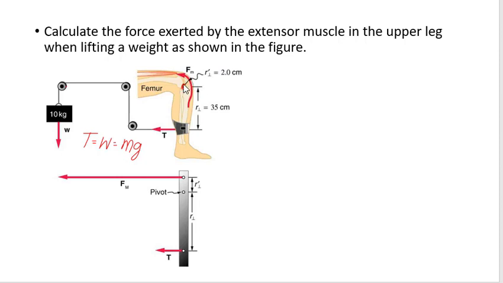If this is our pivot point, and you can see here the direction of the force, it will produce a counterclockwise rotation. So we have here the torque, counterclockwise, is equal to the torque on the other side, which is clockwise. In this problem, we have here the tension, which, if you analyze it, will produce a clockwise rotation.